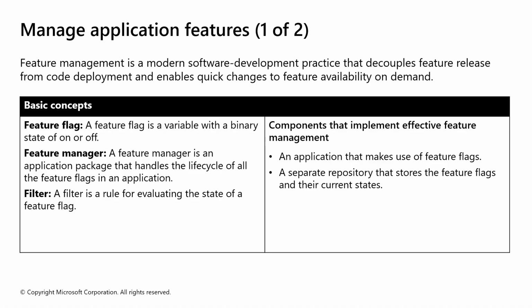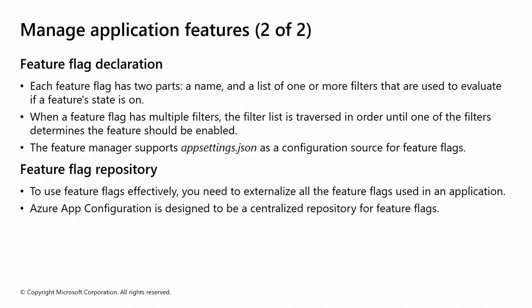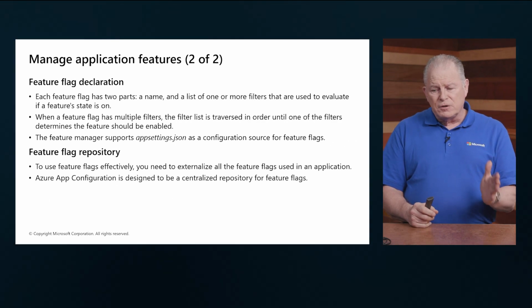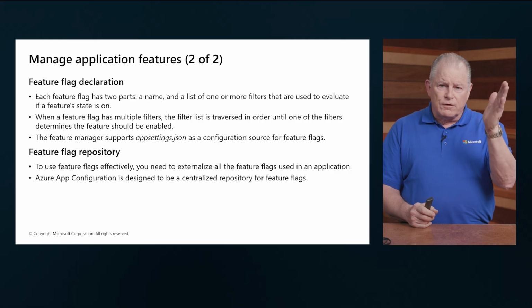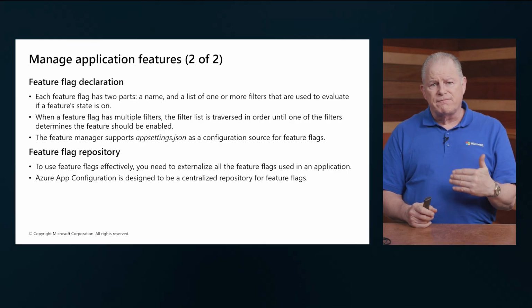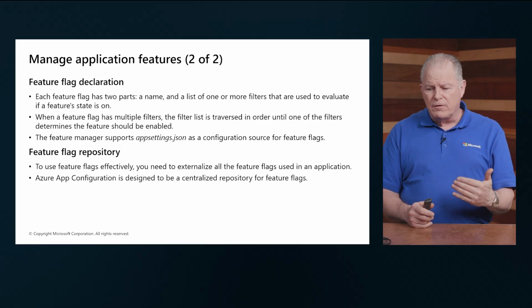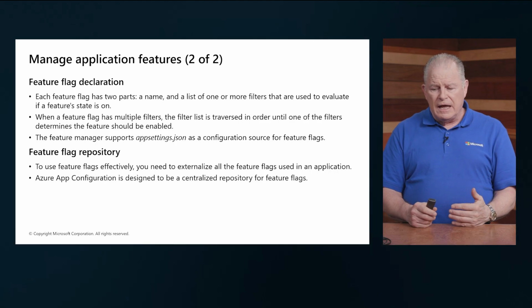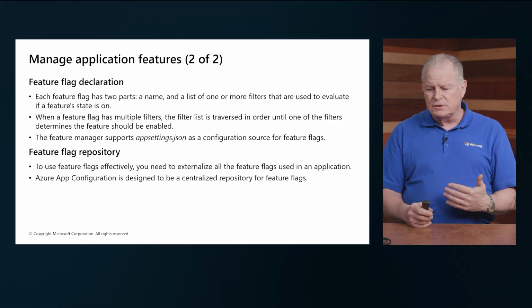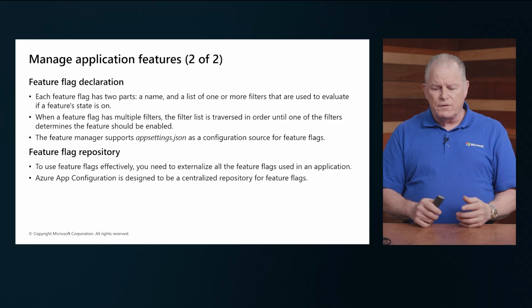We talked about feature flagging specifically, and so now there's a specific interface for the management of the feature flag and the feature managers, and then the filters you're working with. So in addition to just standard configuration values, we've taken a look at the feature flags. Each flag has two parts, the name and the list of one or more filters that you want to work with. You can actually have feature flags that have multiple filters. It traverses the entire list of them till it finds one that makes the determination of whether that flag should be enabled or not. And it supports the features of the appsettings.json file and configuration features for the feature flags.